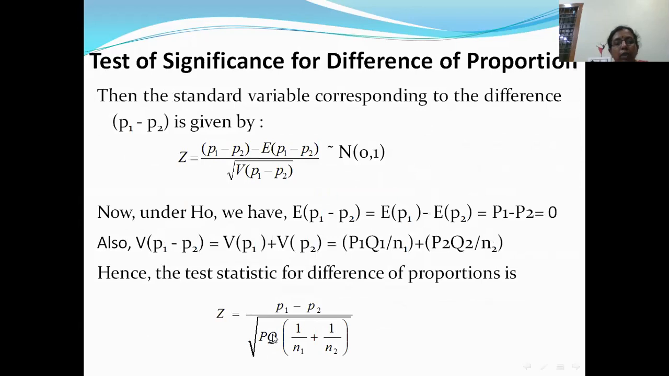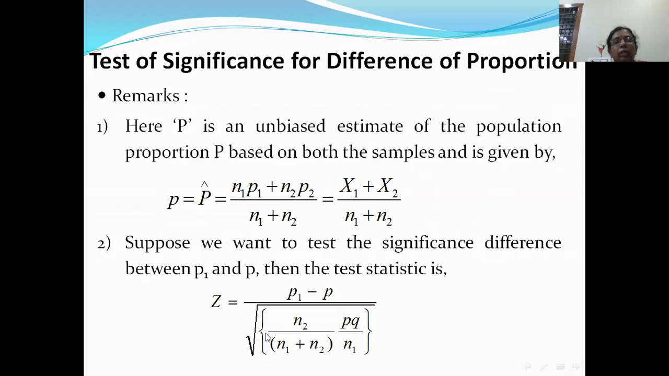See here in the formula, I have given (P1 minus P2) by root of capital P, capital Q into (1 by N1 plus 1 by N2), where capital Q is 1 minus P. Now how to find this P? So here capital P is an unbiased estimate of the population proportion P based on both the samples. So this is called as pooled estimate.